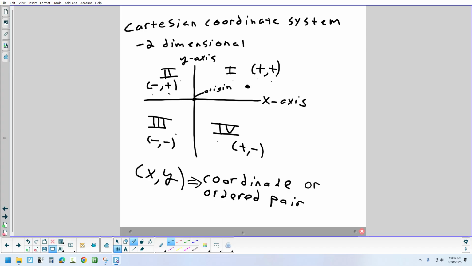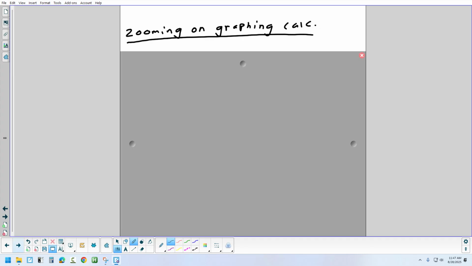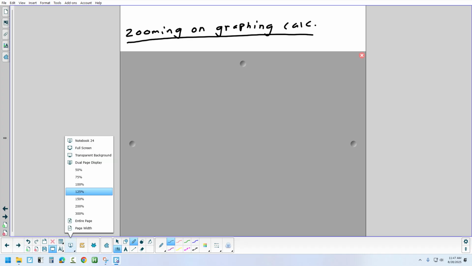Okay, when you write a coordinate, the order matters. It's got to be x then y. If you switch it, it's not the same coordinate. Okay. Any question on 2D coordinate system? Okay. So this might be the thing that's new for today.